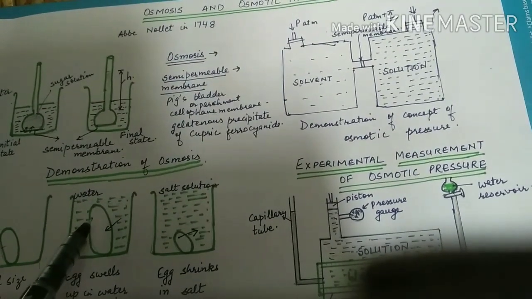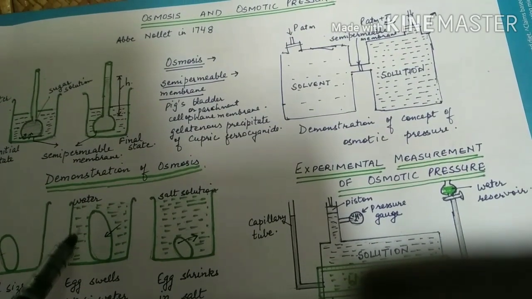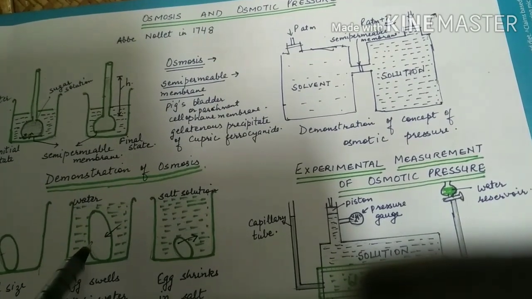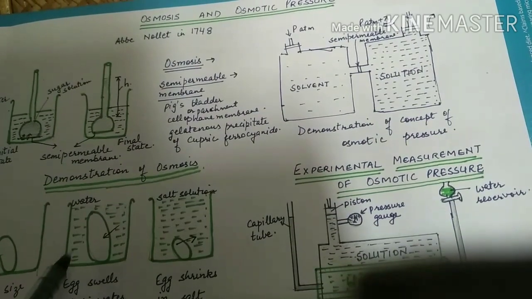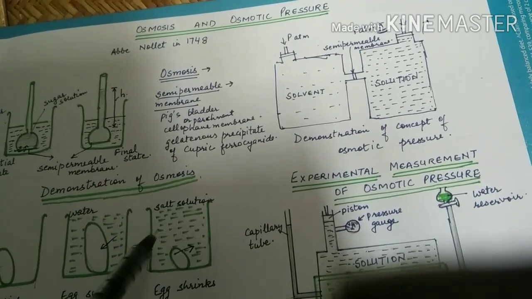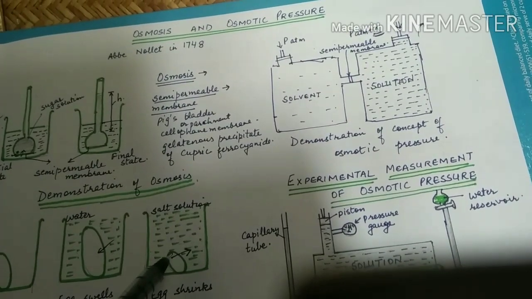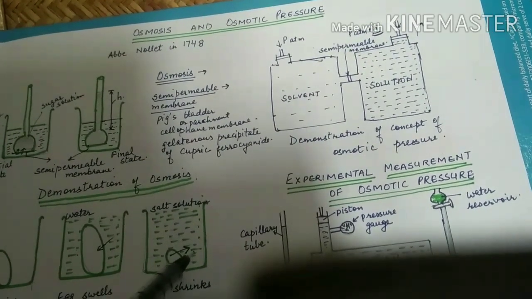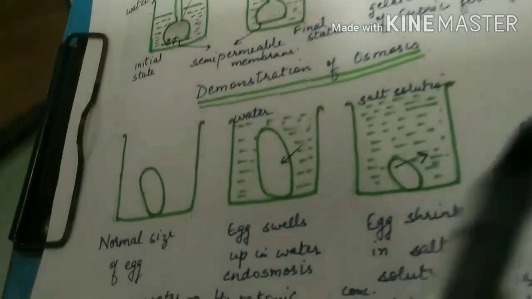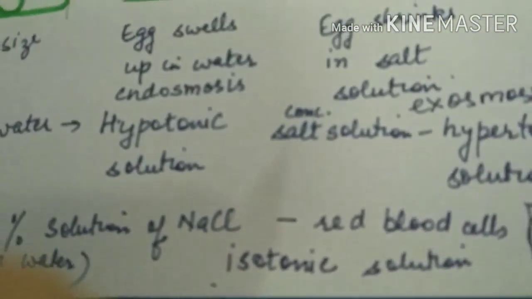So in here, when the water goes inside the egg, this process will be called endosmosis because water is moved in from outside, and this process will be called exosmosis. Water has moved out. Solution is called hypotonic, solution is called hypertonic. We have another example of isotonic solution over here.